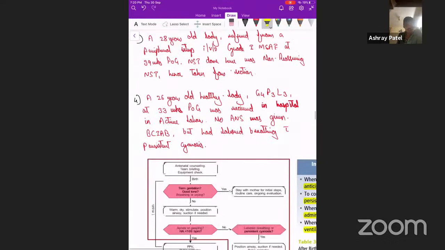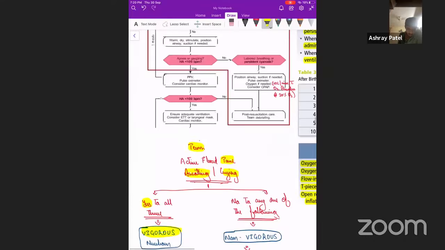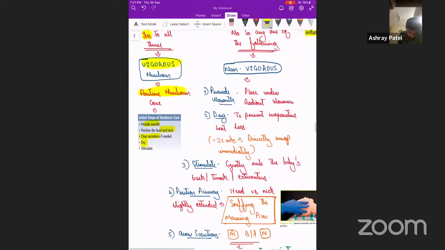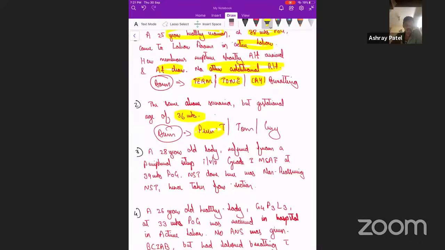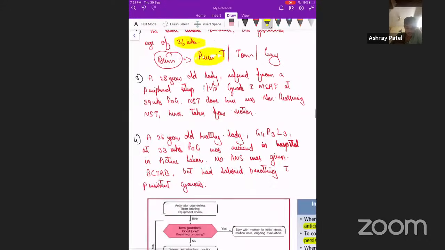Since preterms have more tendency to lose heat, along with the same initial steps of newborn care, we take the baby to a preheated radiant warmer and keep the baby under it. After the initial steps of newborn care are given, we immediately put the baby back onto the mother's breast and skin to skin contact is done. So that is the difference between a vigorous term baby and a preterm baby which has good tone and is crying well.